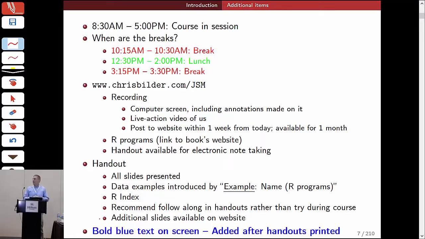And so whenever you see bold blue text on the screen, that corresponds to something that's not in the handouts, something that we've made a change to after we turned in the handouts and the handouts were printed. There's not many places where that occurs, but there are a few.